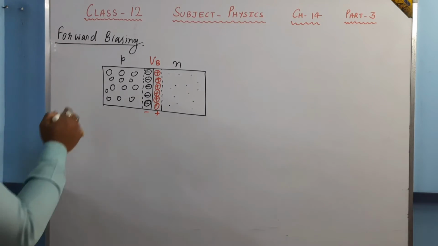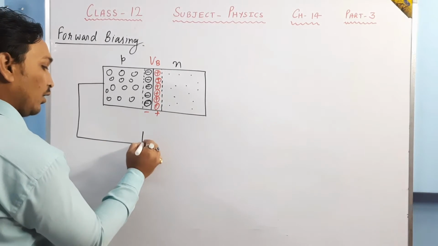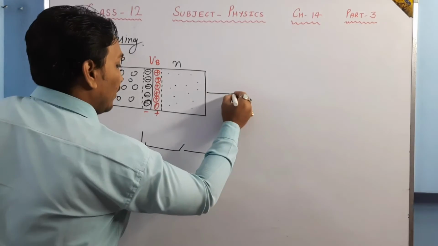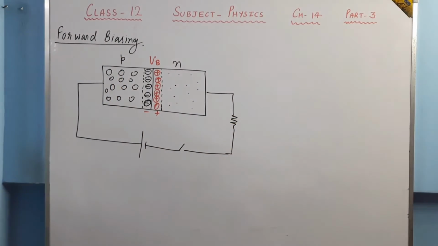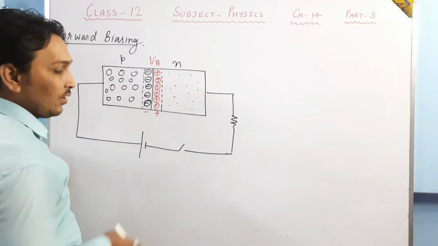What we do? We actually connect this P side with the positive terminal of the cell and the N side with the negative terminal of the cell. Right? We do this thing. So because of this, what happens now? Holes are pushed towards the junction.